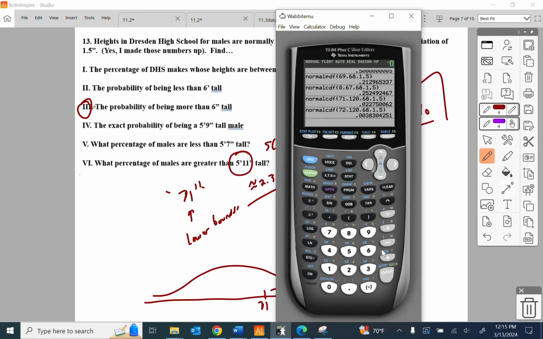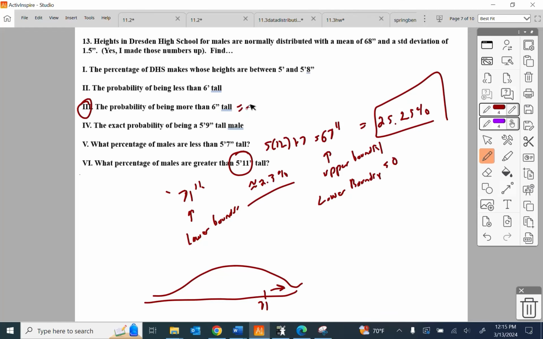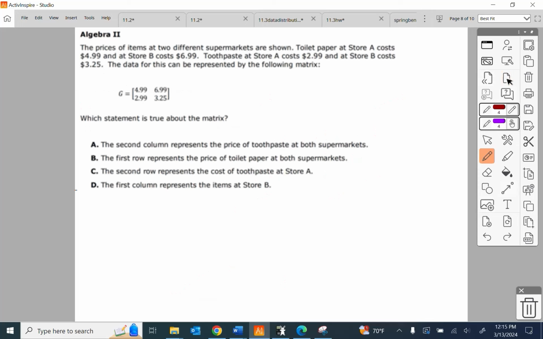Apparently I don't need to be recording. Even smaller yet, 0.38%. Alright, there's 13. That'll help you do 12. Then we have the EOC stuff.